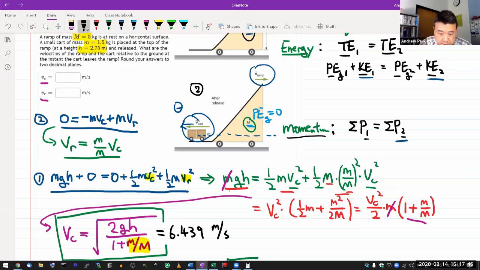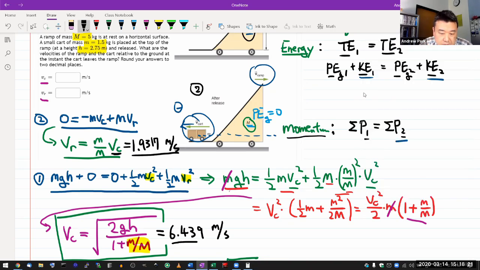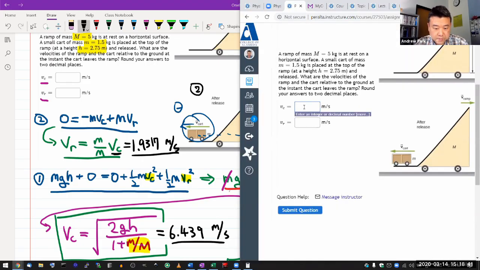I kept everything in SI units. So I'm going to plug that into here. So I guess I have that value there already. So I'm going to use that, multiply that with the small m, 1.5, divide by big M, 5. That gets me 1.9317. You can just keep, usually, 3 sig figs and you should be fine. So let me plug in those answers and see what I get. Speed of the cart is 6.439. Speed of the ramp, 1.9317.